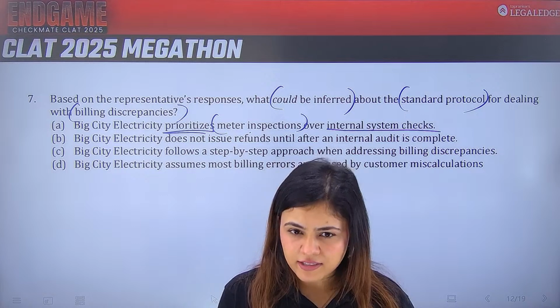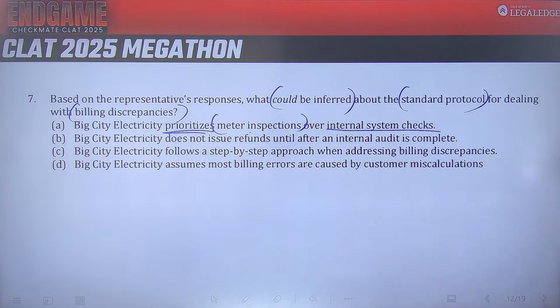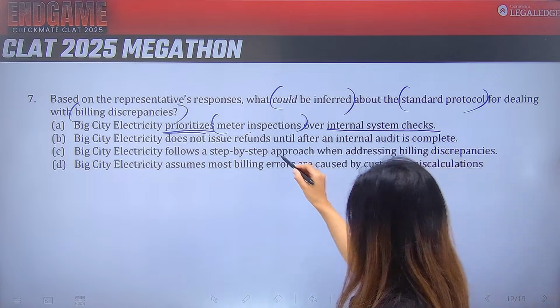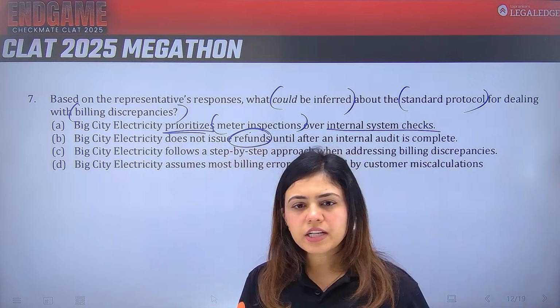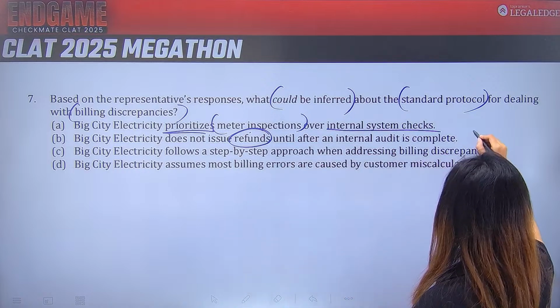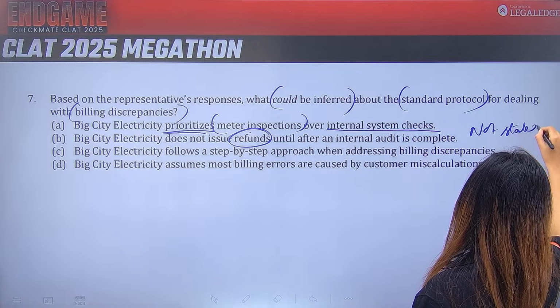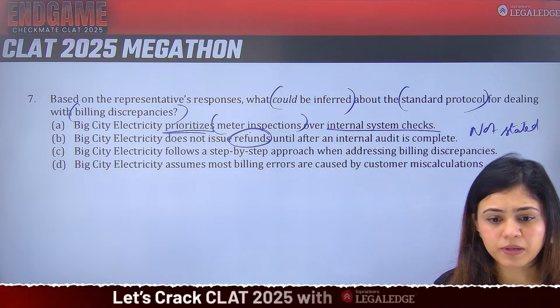So again, this is something which we cannot gather after reading the passage, that they are prioritizing one thing over the other. Secondly, did we talk about refunds anywhere? क्या कहीं पे भी refunds की बात हुई? So something which hasn't been stated is something which can definitely not be the answer.